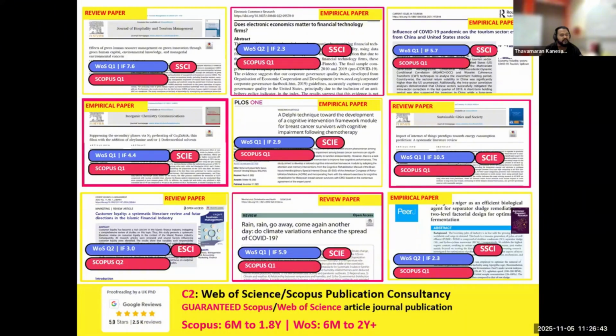Scopus around 6 months to 1.5, 1.8 years. Okay, we just increased it because it's really, really difficult nowadays. Web of Science, six months to 2 years plus. Web of Science takes the longest.